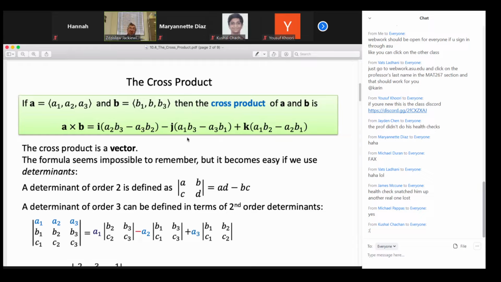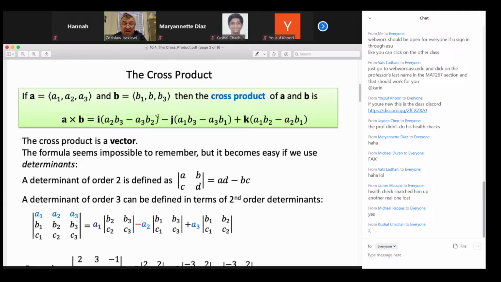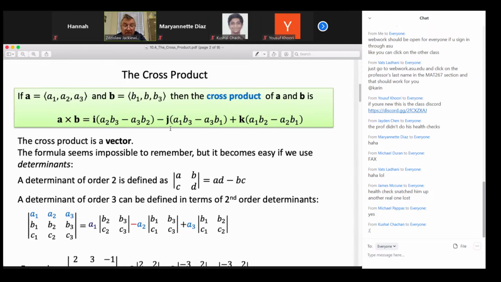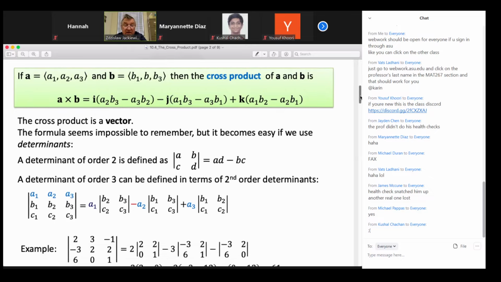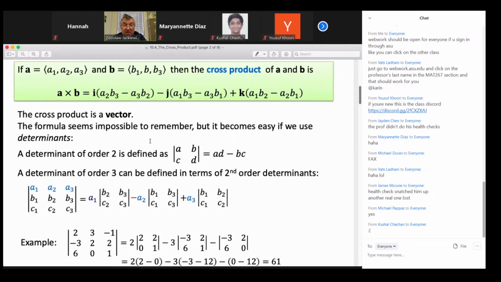It will be easier to memorize this if we use determinants. So that's the definition, a very artificial definition, very difficult to memorize. But you can write this definition using determinants, and then this is much easier to memorize. So here is some introduction to determinants.